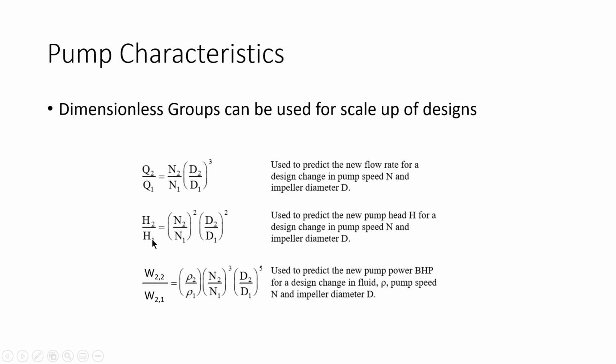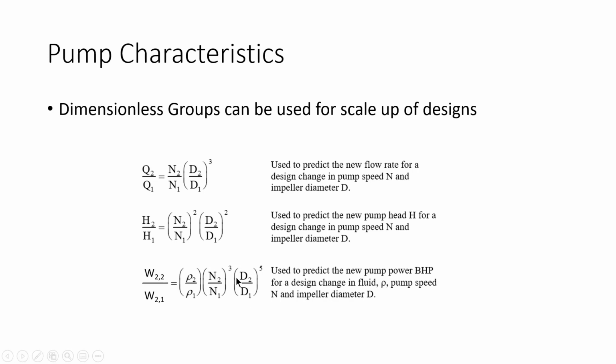Similarly, if I want to predict a new pump head by changing the pump speed N and impeller diameter D, you can see that they have the same influence on pump head. And then finally, I can use the power, which is the horsepower of the pump, and that scales up as the cube of the number of revolutions, but as the 5th power of the impeller diameter.